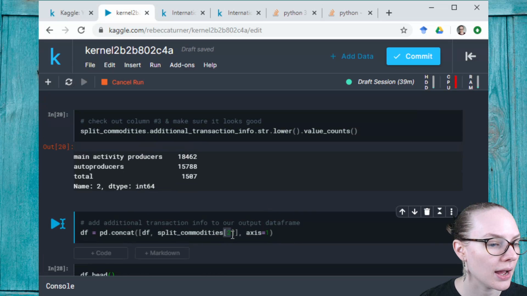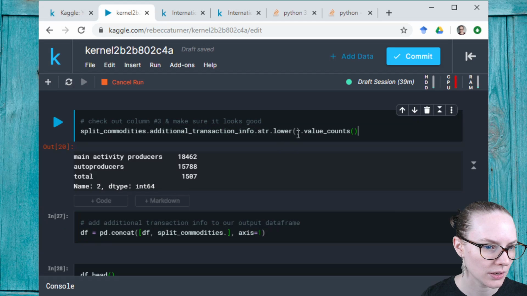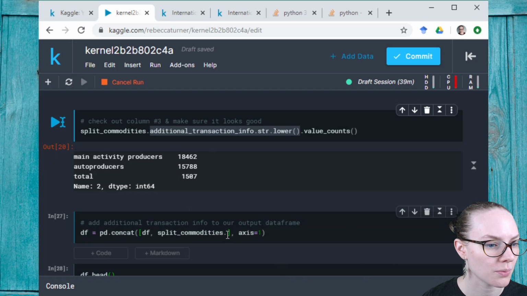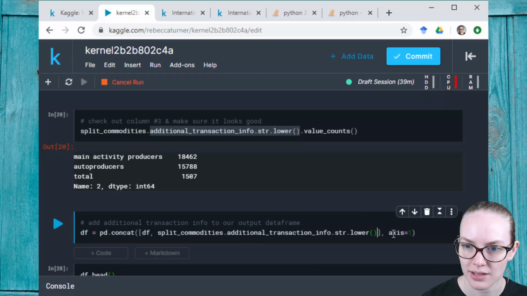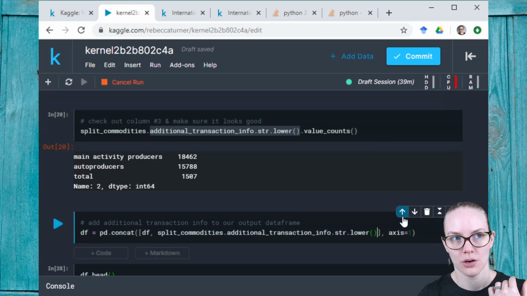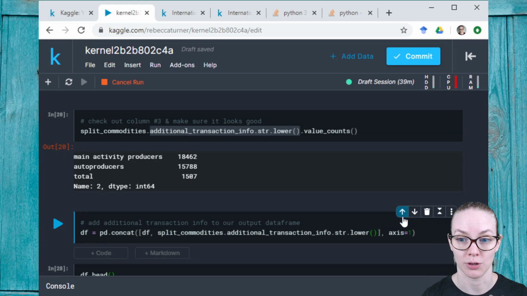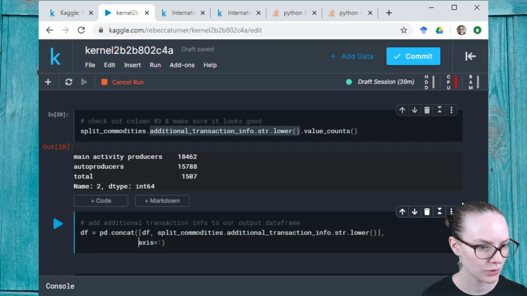Oh, no. So the thing that we need to do is make sure that it is lowercase first. That is very important, because otherwise, because of the difference in cases, the same category is being treated as multiple different categories. All right.